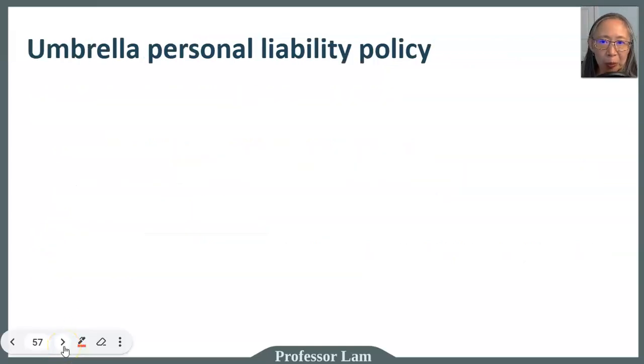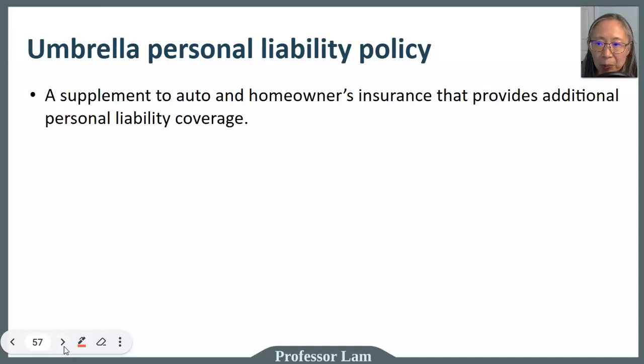In addition to protecting your home, you may also want to consider buying additional personal liability. This is on top of and separate from your homeowners insurance policy. It's called an umbrella personal liability policy. The purpose of this policy is to supplement your other insurance policies for additional personal liability coverage.